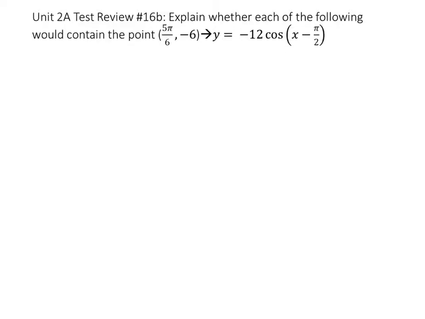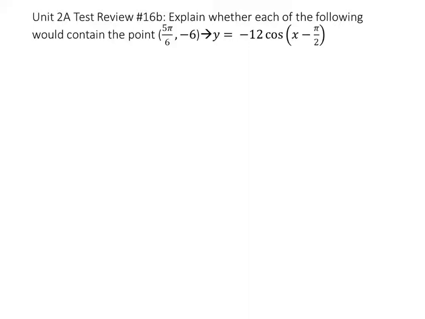Okay, this is Unit 2A Test Review number 16B. Explain whether each of the following would contain the point 5 pi over 6 and a negative 6. And the equation it gives us for this particular one on 16B is a negative 12 cosine x minus pi over 2. And while this might look challenging, it is really just basic substitution.